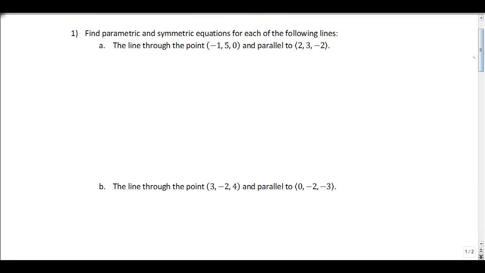So the first one here, I want to find parametric and symmetric equations for each of the following lines. Part A is the line through the point -1, 5, 0 that is parallel to, or maybe in the direction of, the vector 2, 3, -2. So the general setup here for our lines, when we do a parametric setup, is we are going to get a line equation that looks like r of t, so a vector r. And what this is going to be is our point. Now I'm going to write this as a vector just to be consistent here.